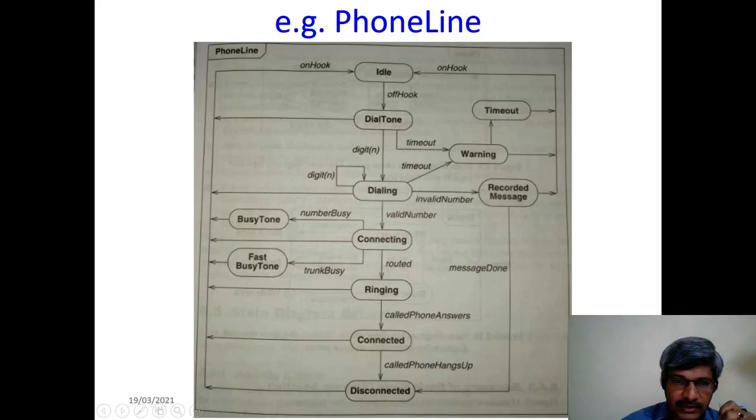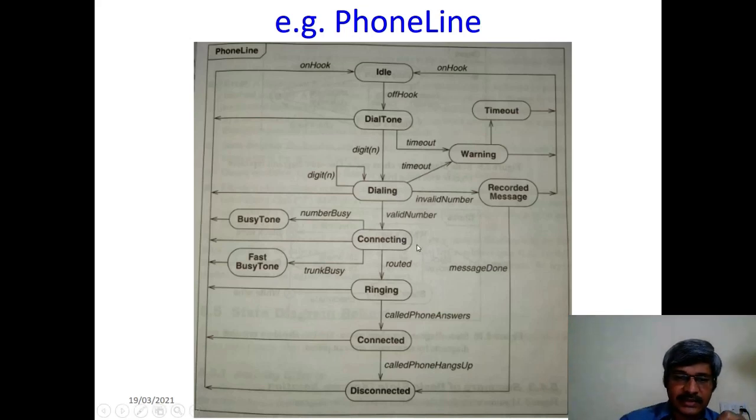And then you have to enter multiple numbers. Even though you are entering multiple numbers, it will be in this dialing state. Again, if a timeout comes, then there is a warning, and then it will go back. Okay, so that's a separate case. But say, for example, after certain numbers you have dialed, if it is a valid number, then it will be moving towards the connecting state, isn't it?